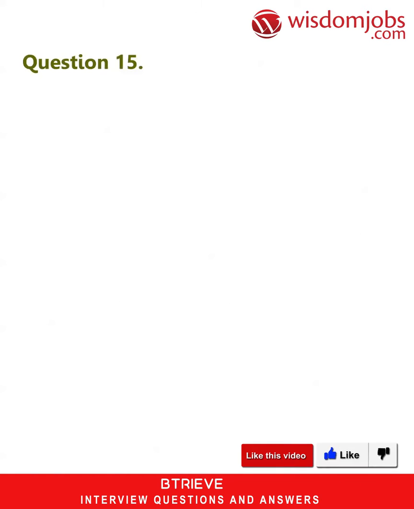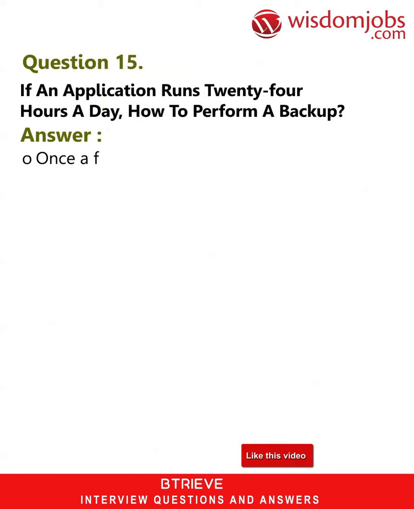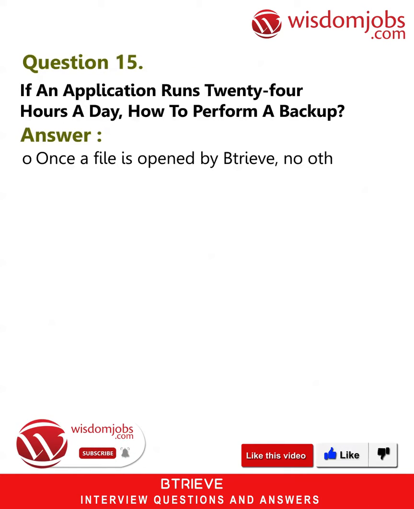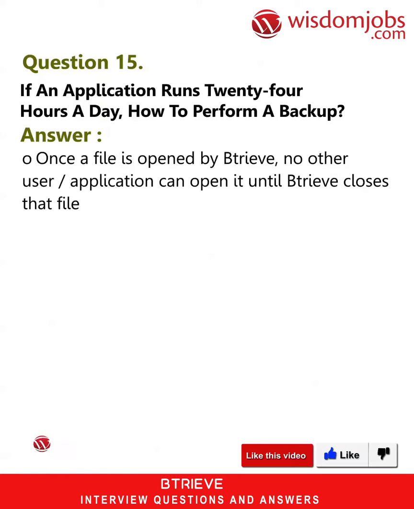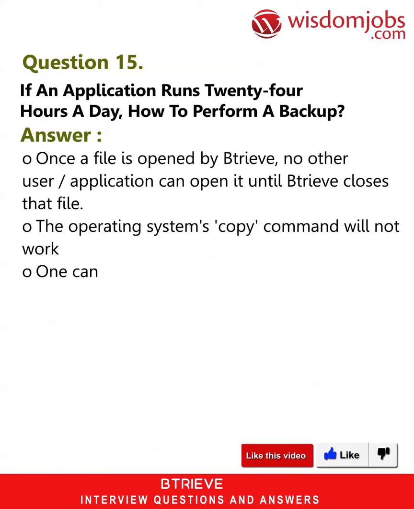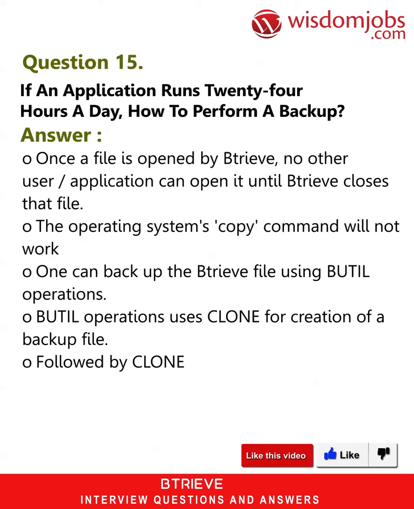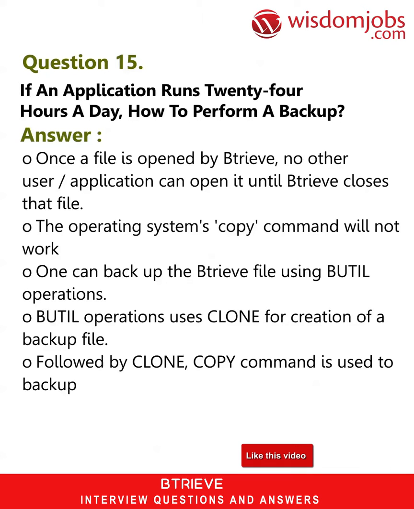Question 15. If an application runs 24 hours a day, how do I perform a backup? Answer. Once a file is opened by Btrieve, no other user application can open it until Btrieve closes that file. The operating system's copy command will not work. One can back up the Btrieve file using BUTIL operations. BUTIL uses the clone command to create a backup file, followed by the copy command to back up the records from one file to the backup file.